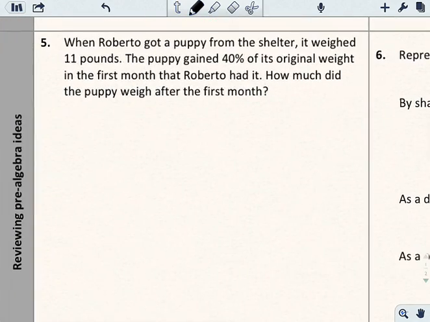Let's talk about Roberto. He got a puppy from the shelter. It weighed 11 pounds. The puppy gained 40% of its original weight in the first month that Roberto had it. How much did the puppy weigh after the first month? Okay, well, first of all, we have to figure out how much it gained. So it started at 11 pounds. It gained 40%, and that's going to turn into a multiplication problem.